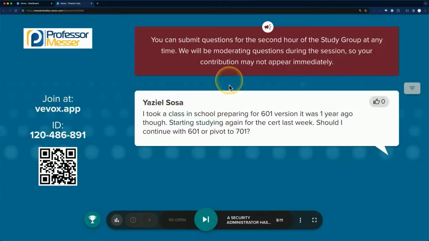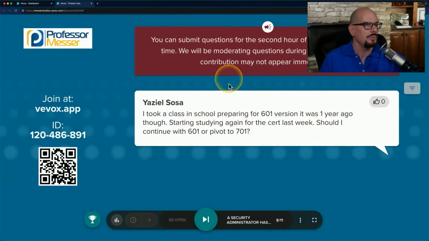Let's just flip this over. We're just going to, there we go. Took a class in school preparing the 601 version. It was a year ago, though. Started studying again for the cert last week. Should I continue with the 601 or pivot to the 701?